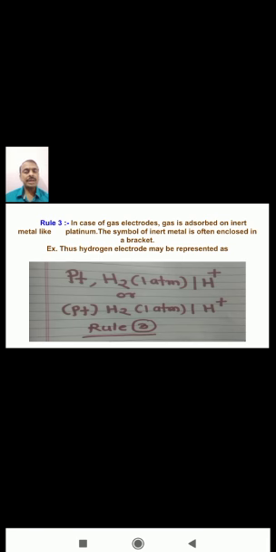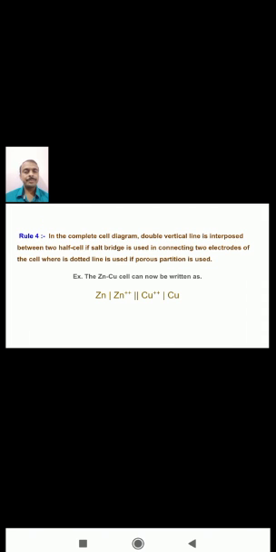Rule number 3: in the case of a gas electrode, the gas is adsorbed on an inert metal like platinum. The symbol of the inert metal is often enclosed in a bracket. For example, the hydrogen electrode may be represented as shown. Now see, whenever there is a gas electrode and that gas is adsorbed on an inert metal like platinum, we have to mention it in this way.